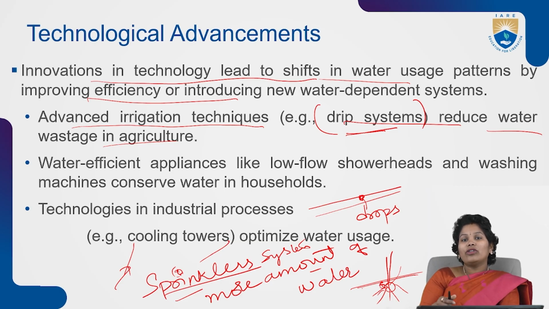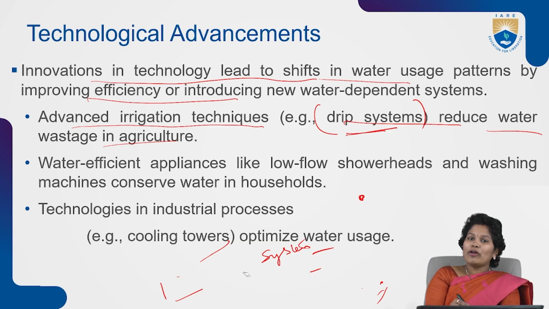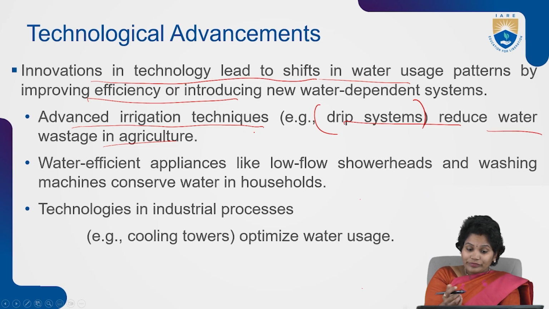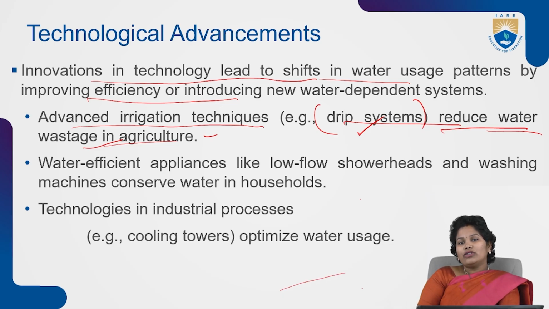When you are applying water to the root zone of the plant, there is very little evaporation. Directly applying to the root zone, there is no direct evaporation, but we do see evapotranspiration losses. So here we are saving water and reducing the wastage of water. When we use drip irrigation, the wastage is very little, because whatever amount of water we apply goes directly to the root zone of the plant.